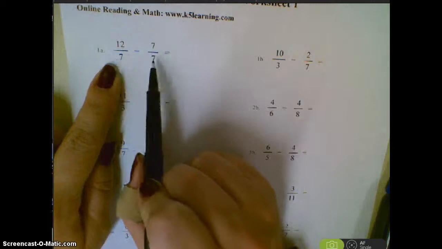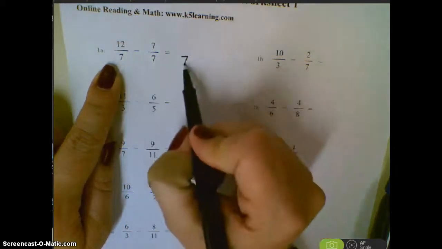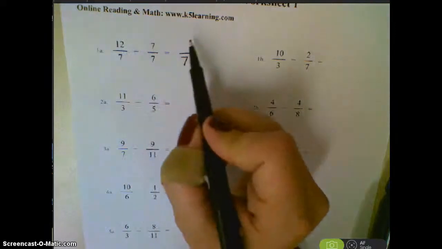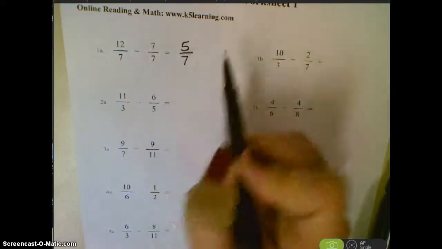This one already has a common denominator of 7, so we know it's going to end up as 7. And then we just need to subtract our numerators. And 12 minus 7 is 5, and I think we're done.